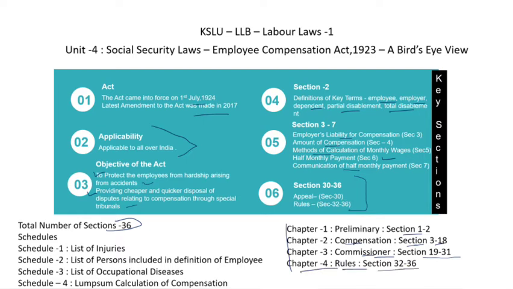And apart from these 36 sections, this particular Act has 4 schedules. Schedule 1 is the list of injuries. It talks about the list of injuries, whether total disablement or partial disablement. Schedule 2 talks about the list of persons included in the definition of employee. It is a big list. Schedule 3 talks about the list of occupational diseases. Schedule 4 talks about lump sum calculation of compensation. This is a bird's eye view of the Employee Compensation Act of 1923.